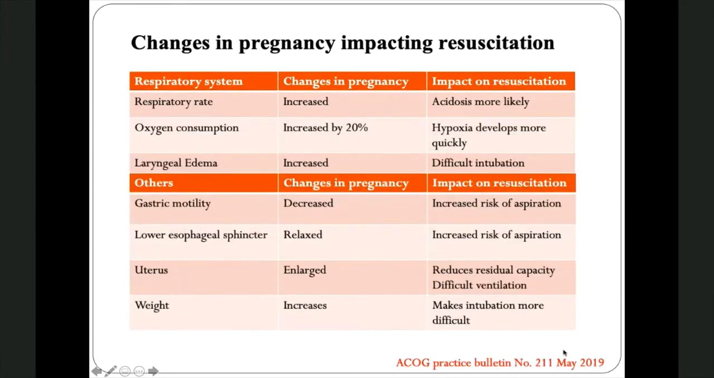Let us come to respiratory system. Respiratory rate gets increased, which will lead to more chances of acidosis. Oxygen consumption is increasing by 20%. Laryngeal edema makes intubation difficult. Gastric motility is decreased, so that's why chances of aspiration is increased. Lower esophageal sphincter is relaxed, so again the chances of aspiration while intubating a pregnant patient get increased. Uterus pushes up, making diaphragm movement difficult.